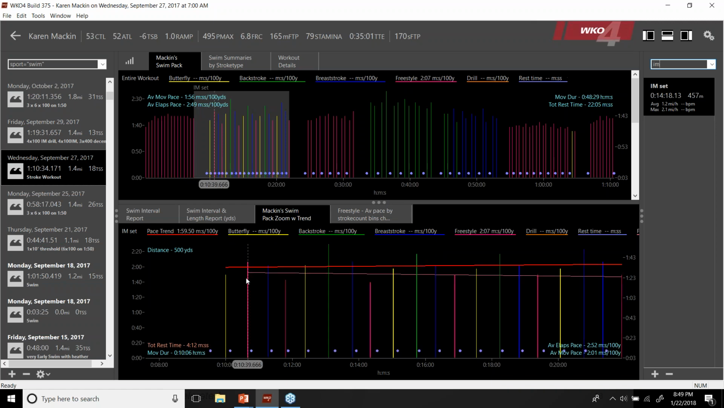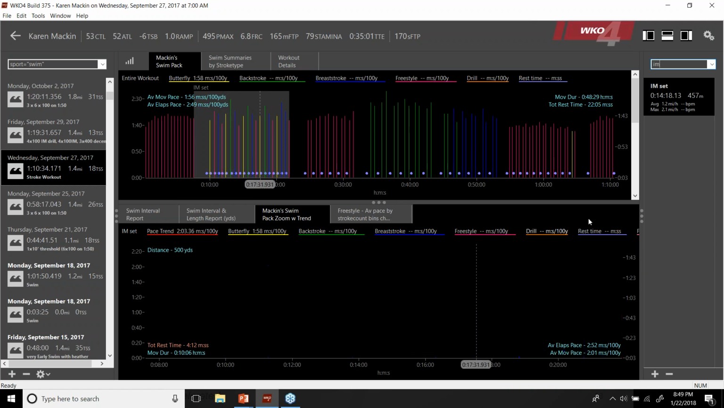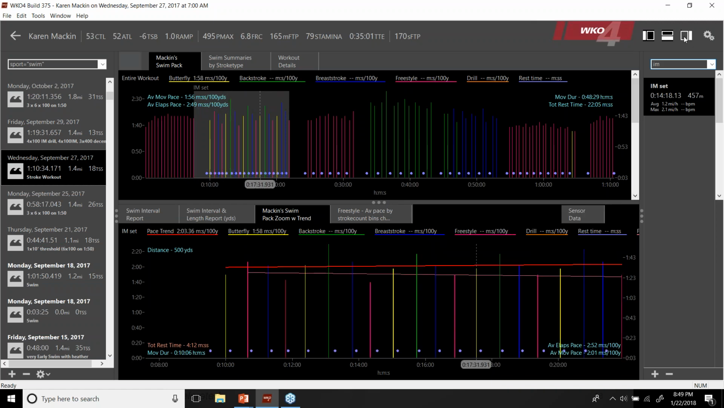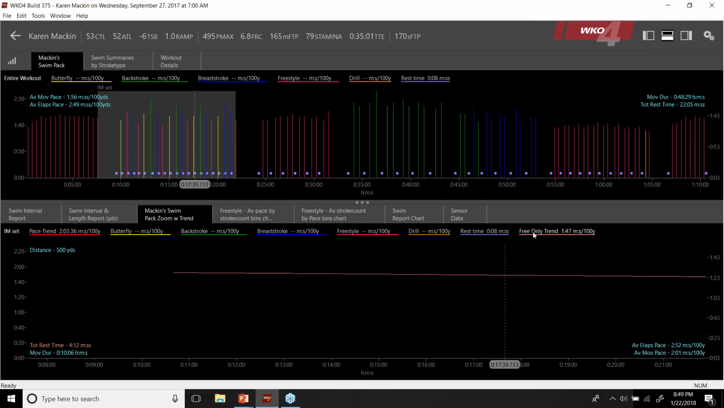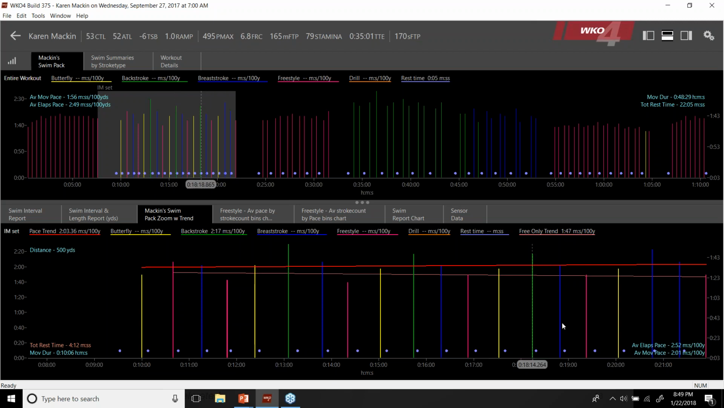I color-coded the different strokes, and I'm going to do this here too, because you can see everything better this way. You can see that I've actually got a trend for the entire set, and you can see that I'm getting slower throughout the whole set, but my freestyle only trend is actually getting less. So for my freestyle strokes, I happen to be going faster. My other strokes obviously were causing me to go slower. So that's kind of an interesting way of looking at it.